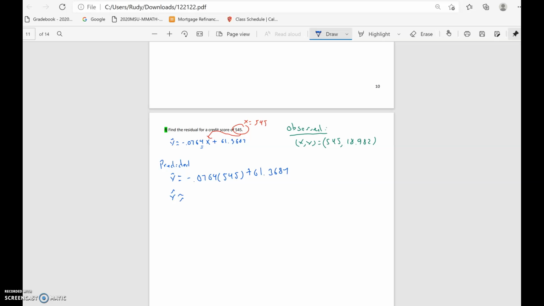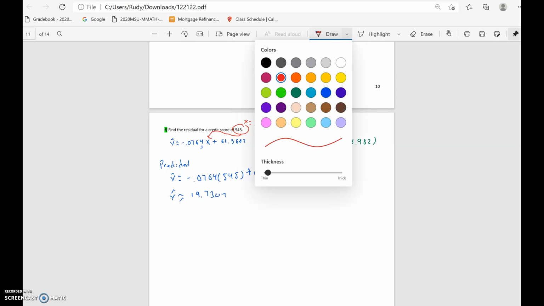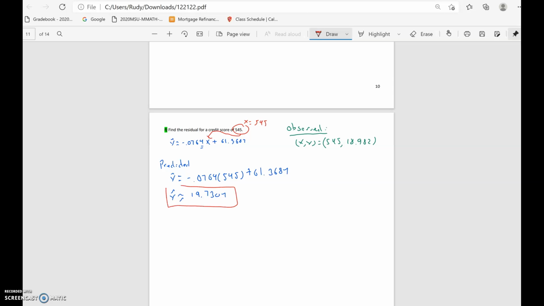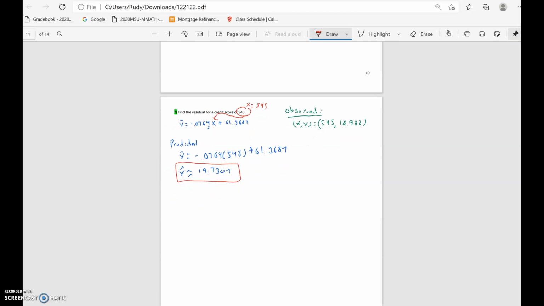Okay, so I'm getting that this is 19.7307. That's going to be our observed y value. Sorry, our predicted y value. And then our residual, it's going to be equal to the observed y minus the predicted y. I'm just going to call that y hat.